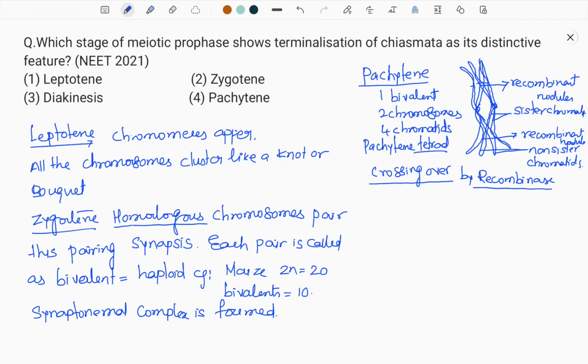Next, after Pachytene, they enter into the diplotene. During diplotene, the synaptic forces are weakened.